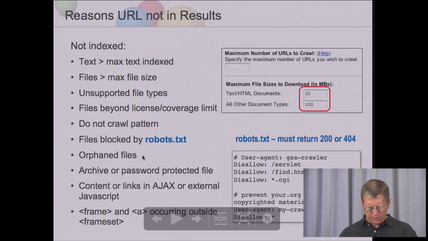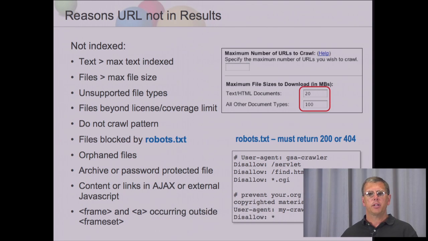We mentioned orphan files, files that have no links to them. They will not be found by the search appliance because there's no links going from your start page down to that document. So what do you do? You set up a jump page or a sitemap, make sure that all those documents are listed.